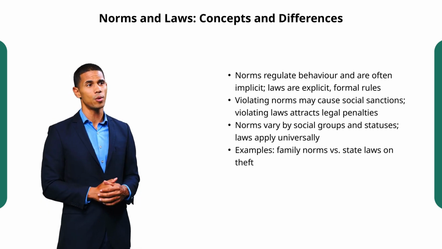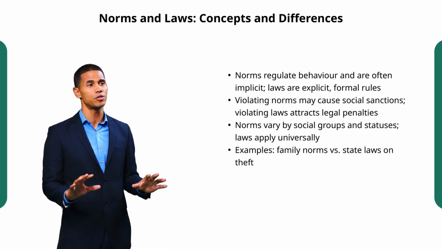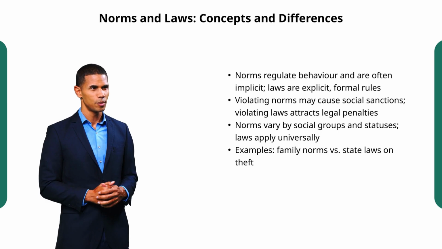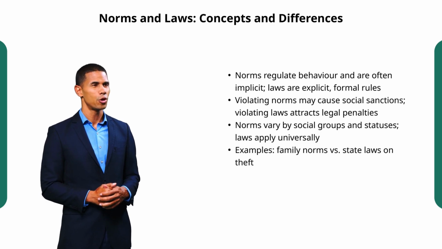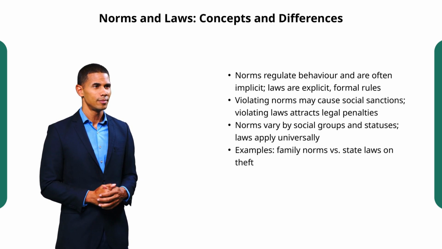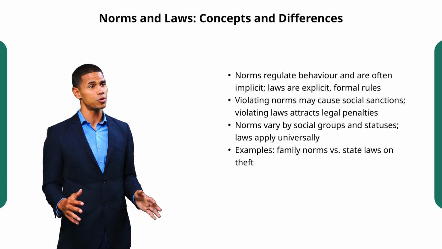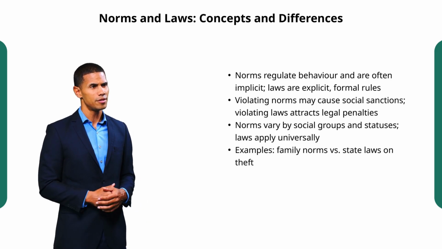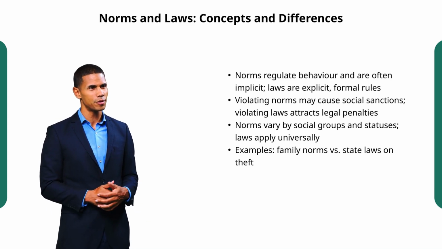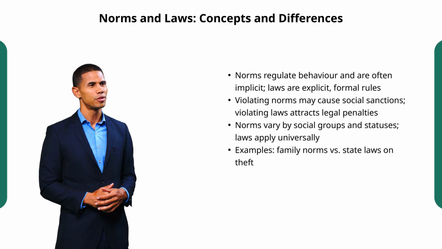Let's clarify norms and laws, two pillars regulating social behavior. Norms are unwritten social rules we internalize through socialization. They can differ between families, communities, or social classes. For instance, your family might have the norm that children must come home before sundown.